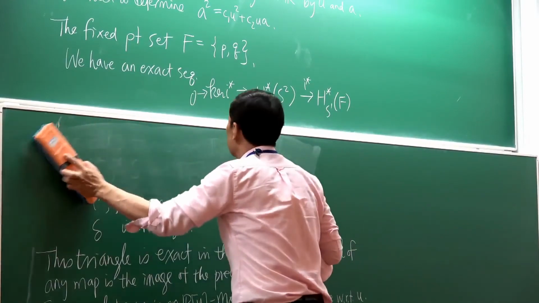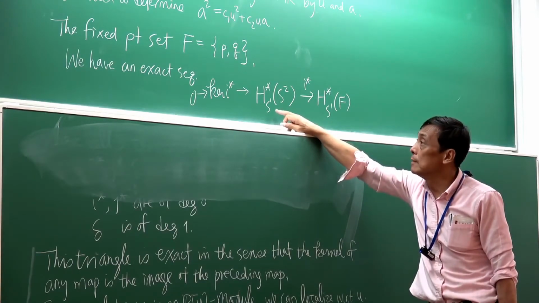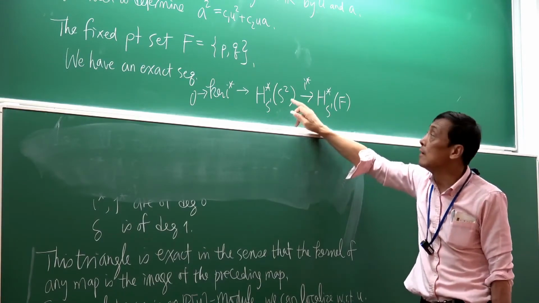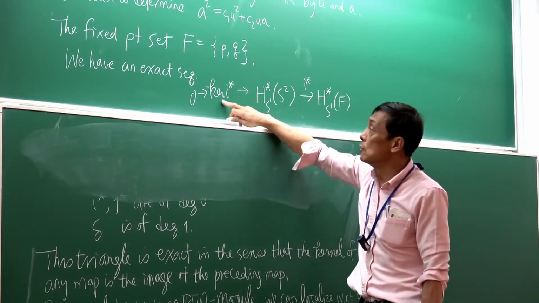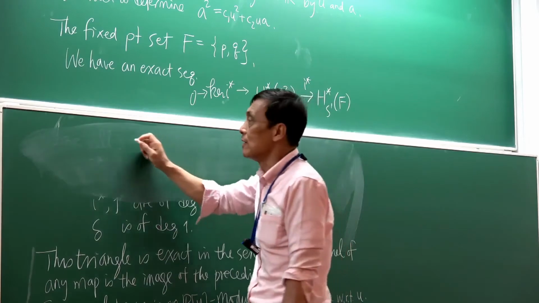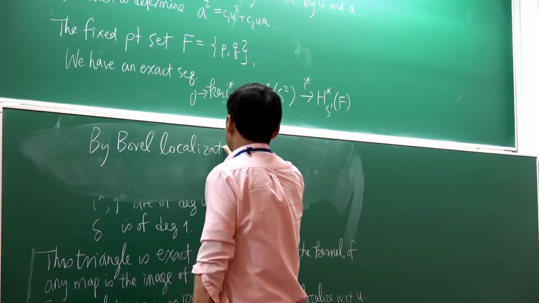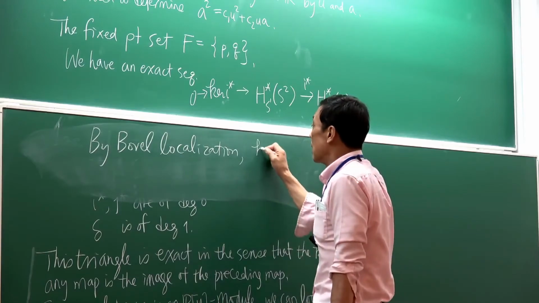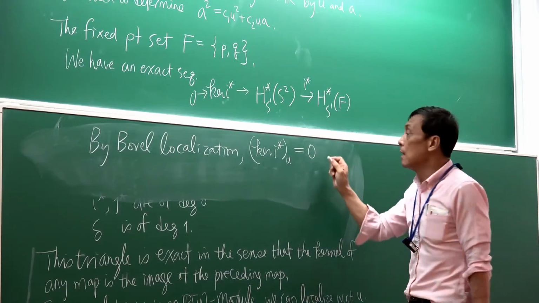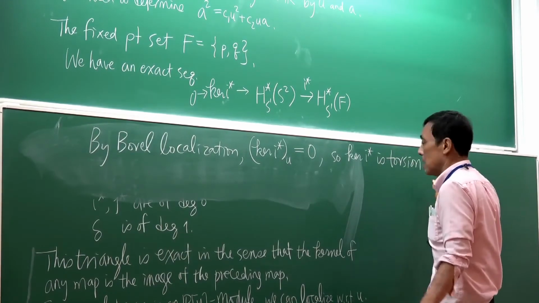Okay. Now, as someone pointed out, Borel localization says that when you localize, these are isomorphisms. So when you localize this, it becomes 0. Therefore, kernel of I star is torsion by Borel localization. Kernel of I star, if you localize that, it's 0. So kernel of I star is torsion. Okay.